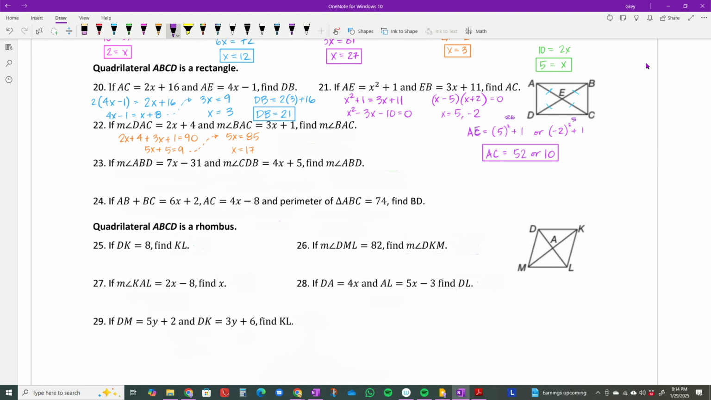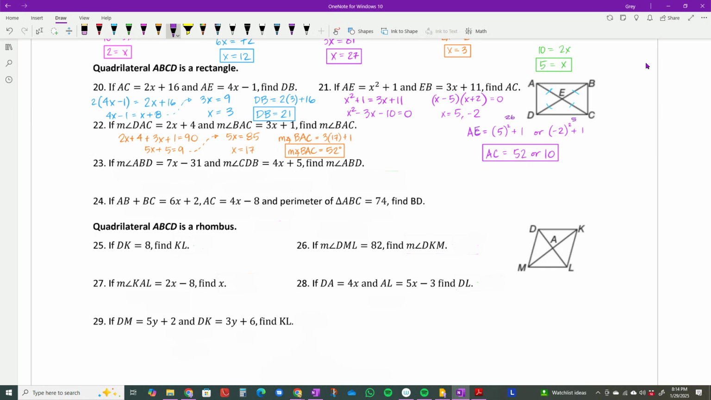Then I'm going to go back and go, what are they asking me for? They're asking me for the measure of angle BAC. So BAC is 3x plus 1 and x is 17. So the measure of angle BAC is 52 degrees.